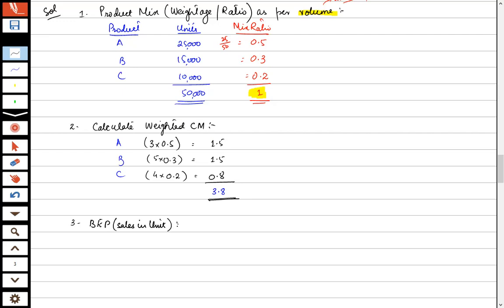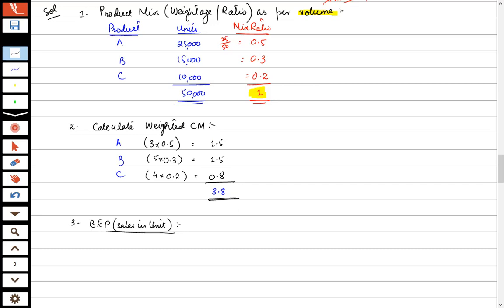Now, what was the normal formula for calculating break-even sales in points? I don't remember the formula, but I know how to do it because I find the process easier than the formula. Okay. Through that process, we usually divide fixed cost by CM per unit. That was the process.